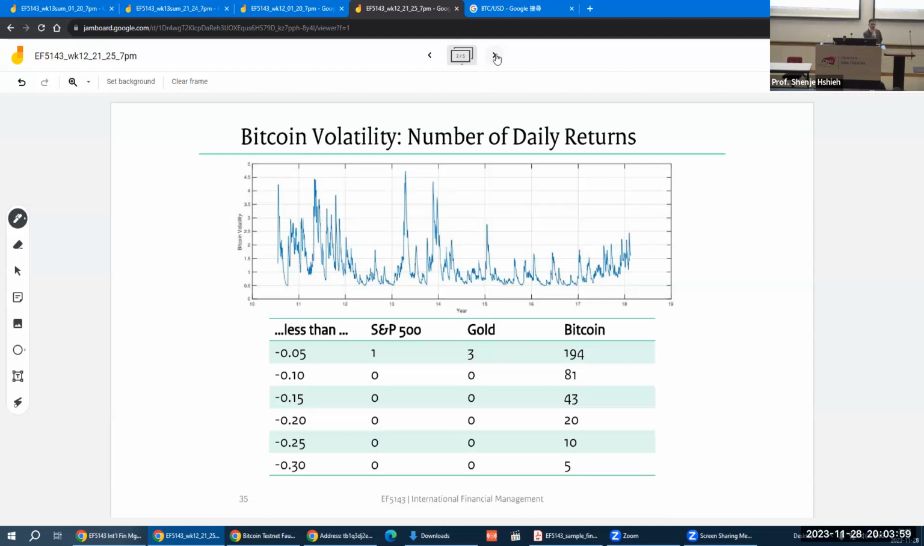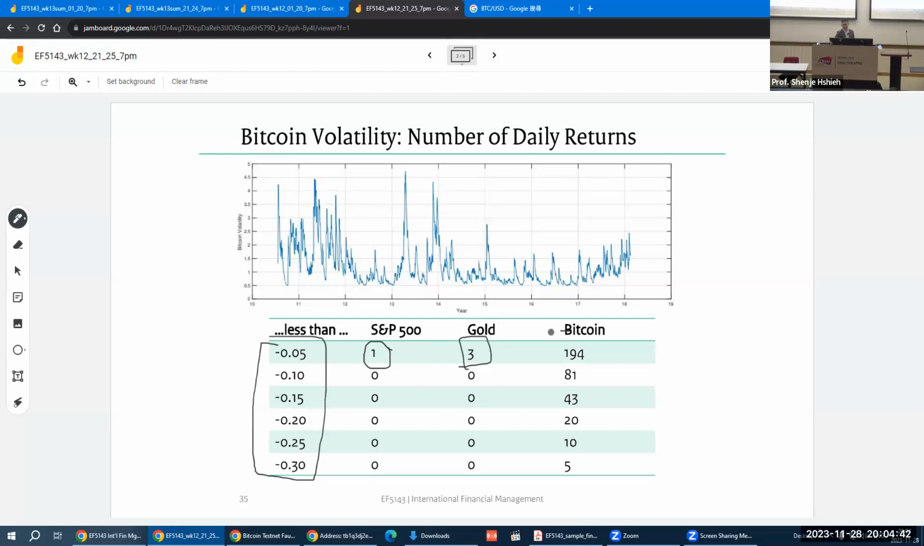All right. Next, we can look at volatility. Rather than give you a vague standard deviation term, we can actually just count the number of times in which the returns fall below certain thresholds. So here we have these thresholds of 0.05%, 0.1%, 15%, 20%, 25%, 30% declines, okay? S&P 500 within the last, I believe, close to 10 years, only once did the stock drop by 0.05%. Gold, 3 times, okay?